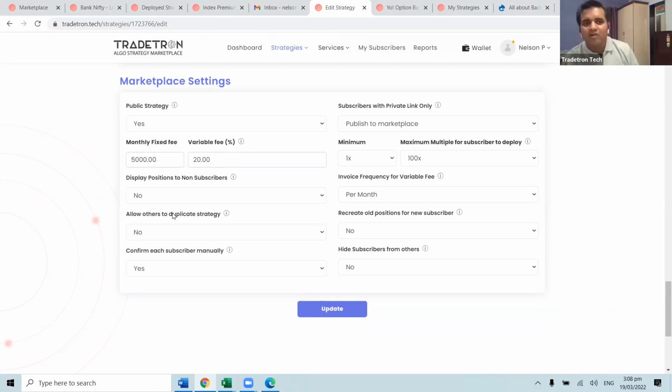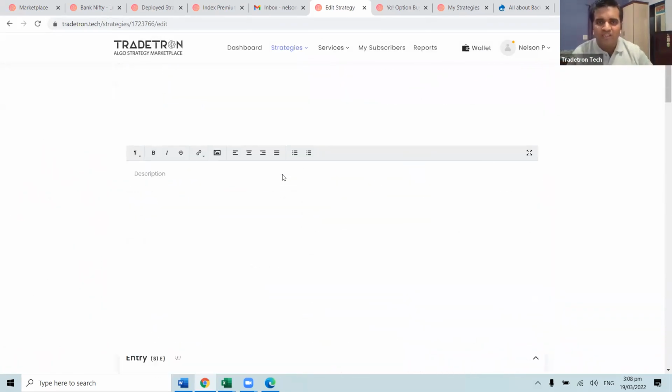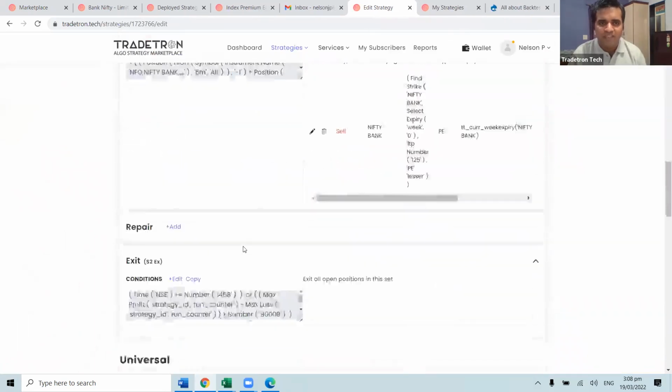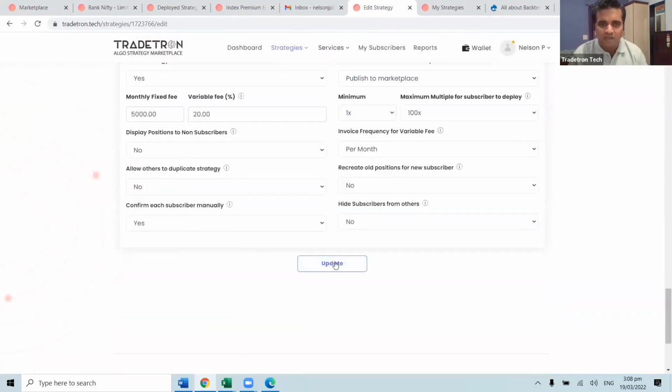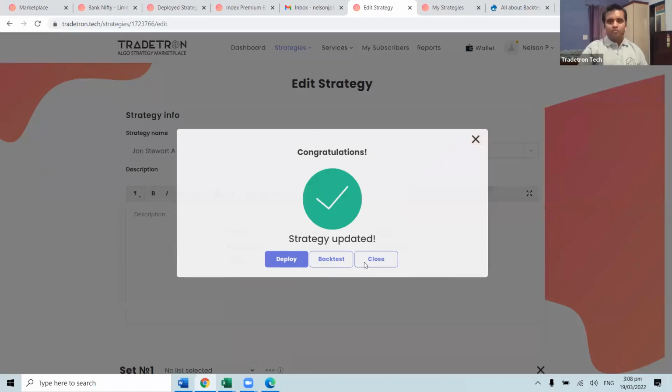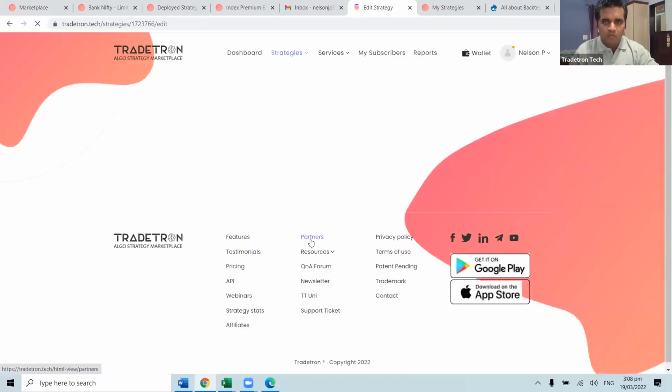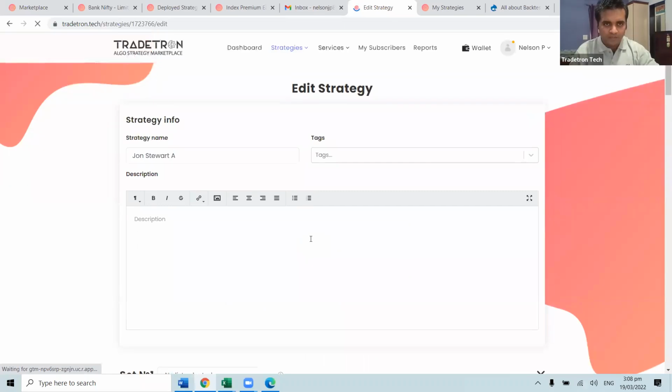So that is basically this part, invoice frequency. Second is allow others to duplicate your strategy. So you know this, right? So for example, in this strategy itself, as of now it's no, right? So close. What will happen? I will show you right now. One second.